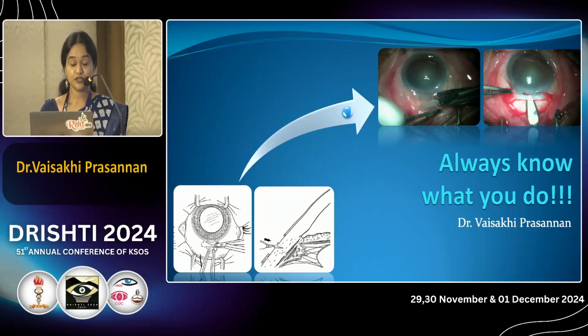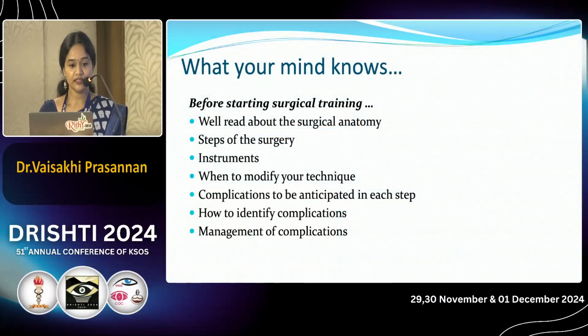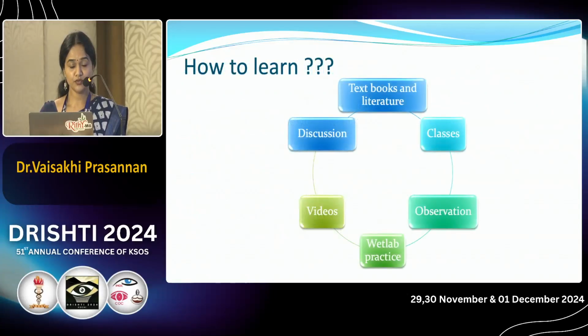Starting with, you should always know what you do. We know that the eye sees what your mind knows, and hence this is the basic dictum before starting any surgical training. You should be well thorough about the surgical anatomy, the steps of the surgery, instruments to be used in the surgery, when to modify each step, complications to be anticipated in each step, how to identify complications and manage them. And how to learn this?